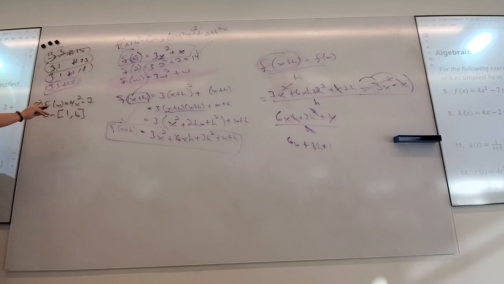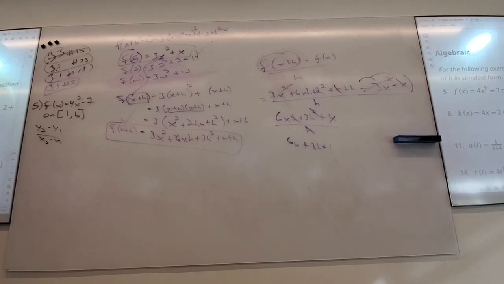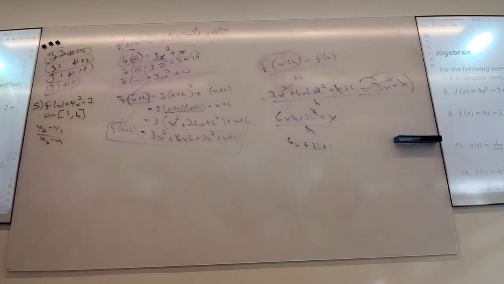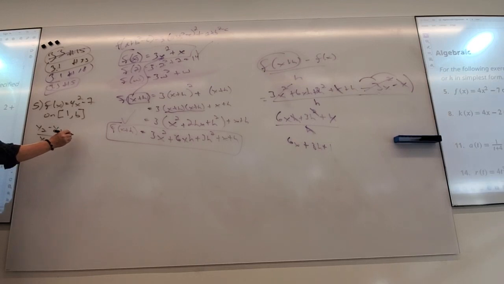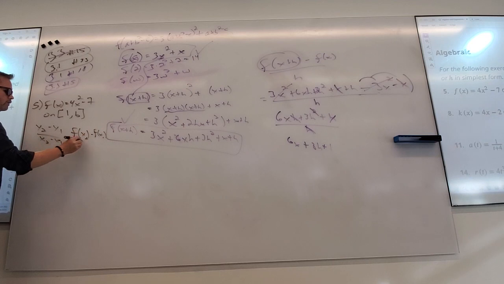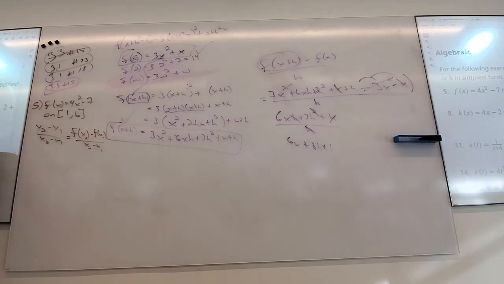So this is just average rate of change, which means it's y2 minus y1 over x2 minus x1. How do I get y's in general? I plug values into x. So this is the real formula: f of x2 minus f of x1 over x2 minus x1. That is just y2 minus y1. I really want you guys with me. How do you calculate a y if you're given an x? You put the x in, right?